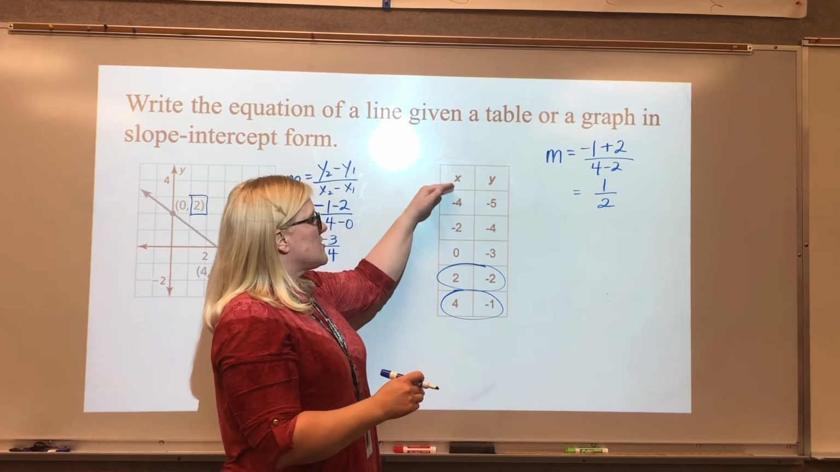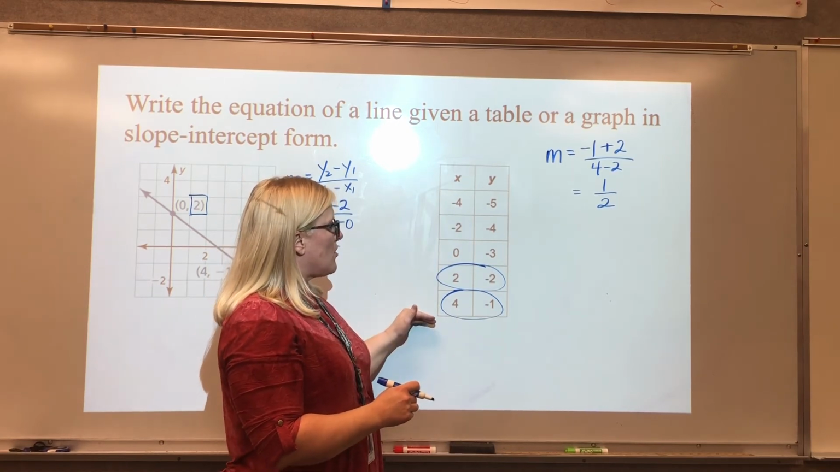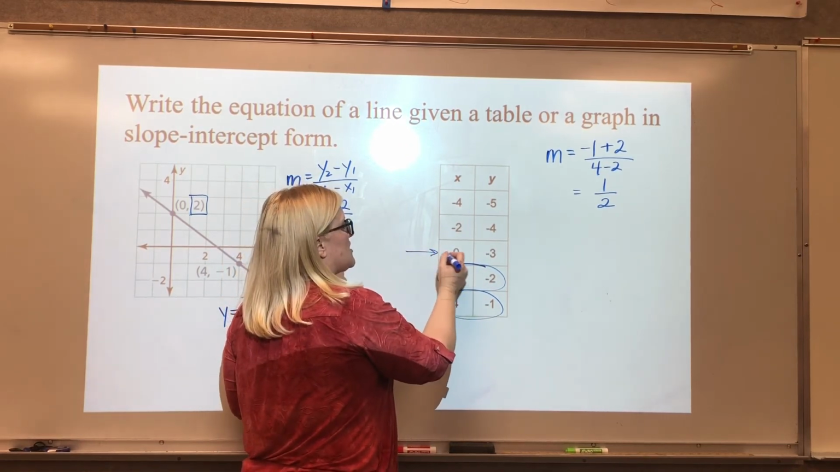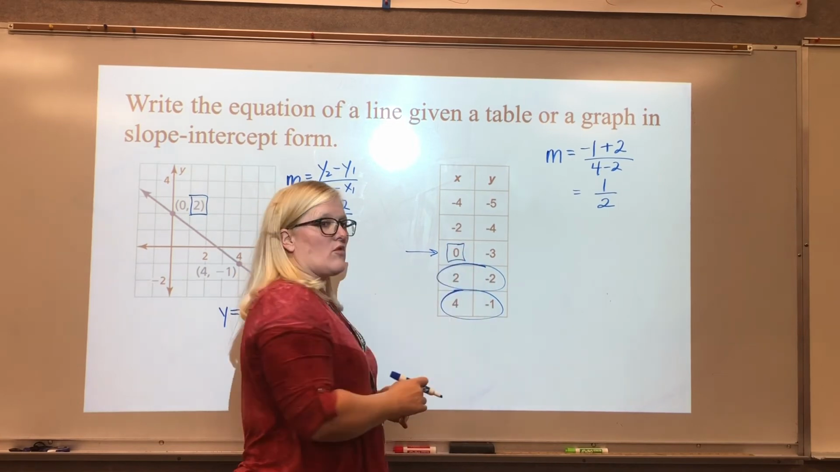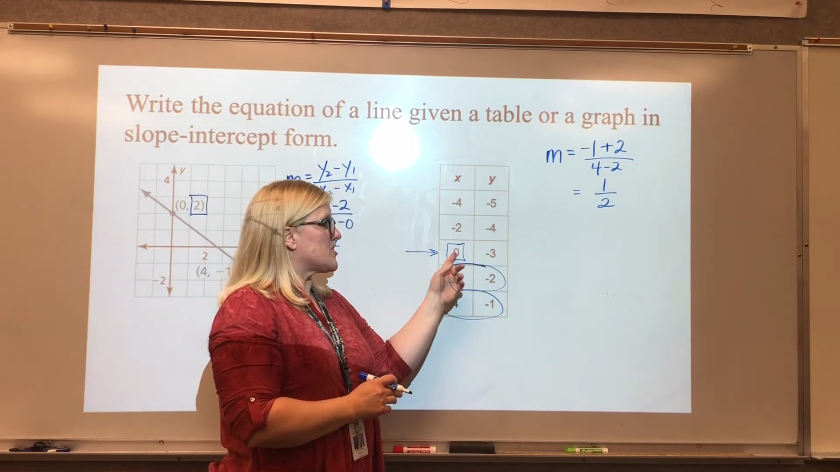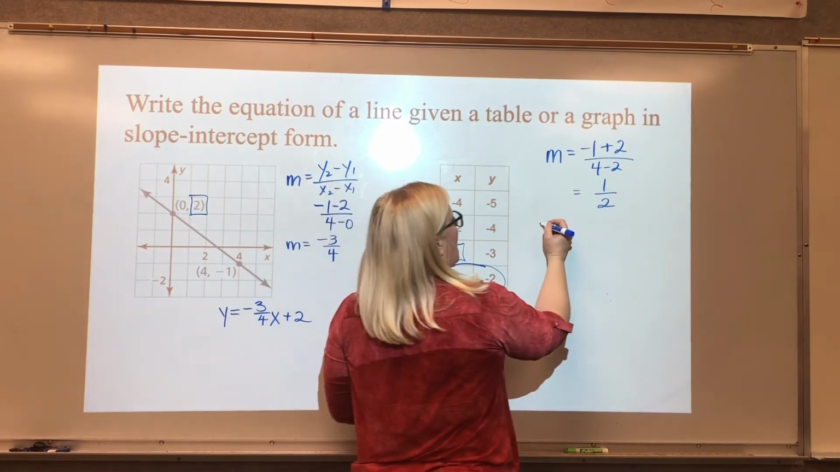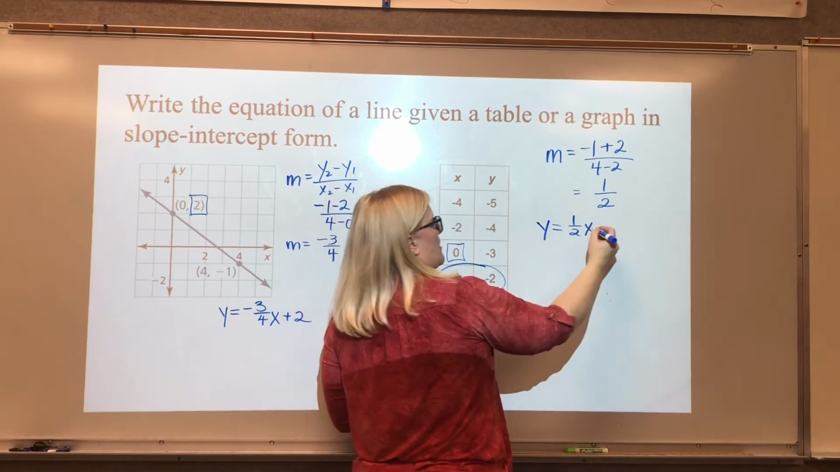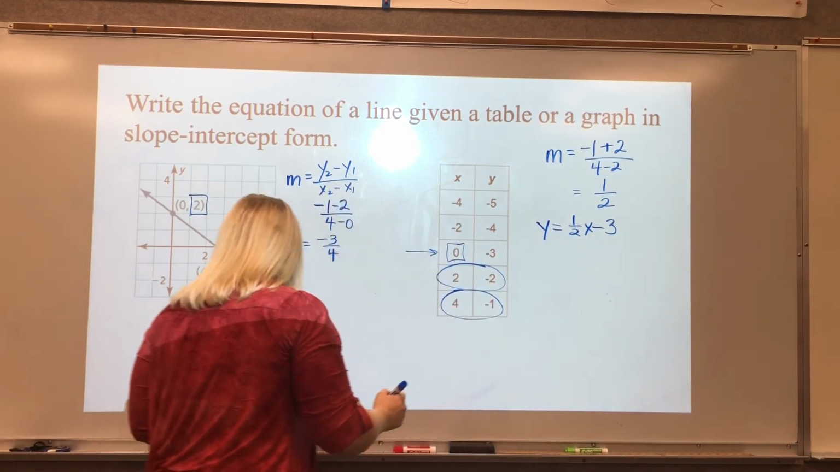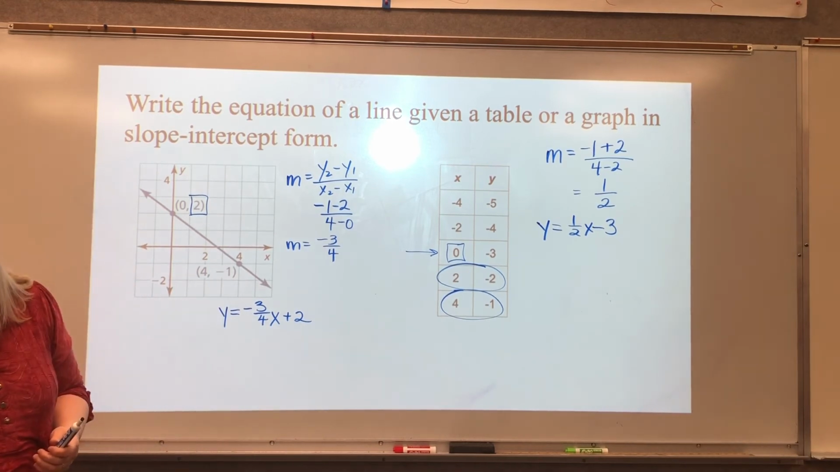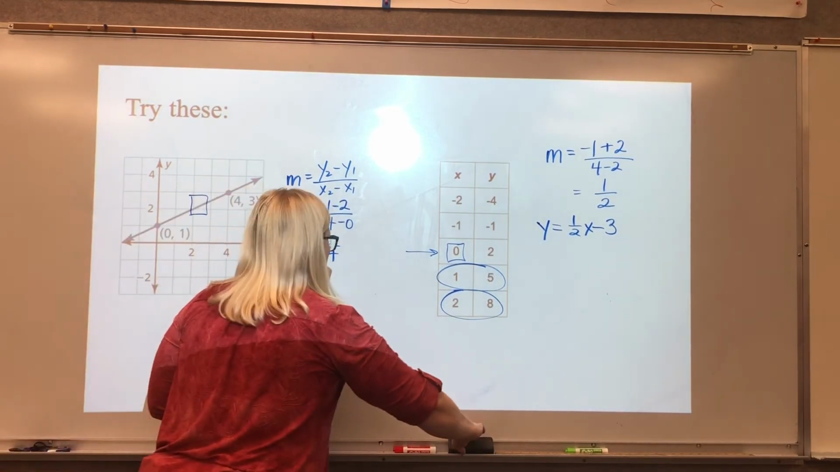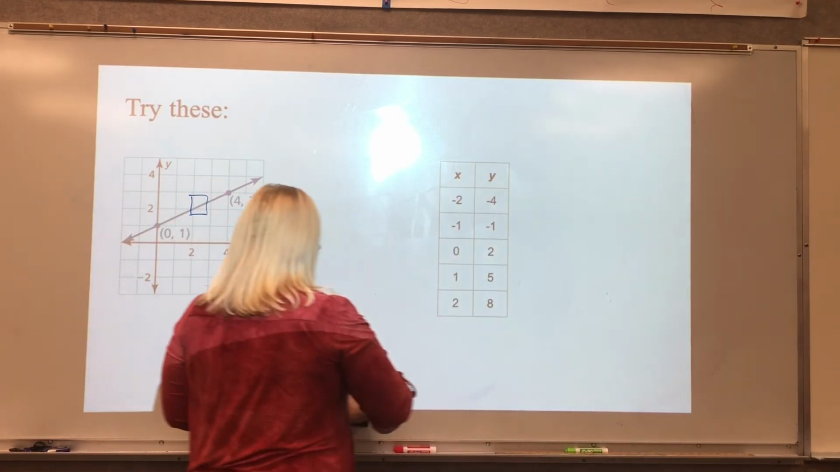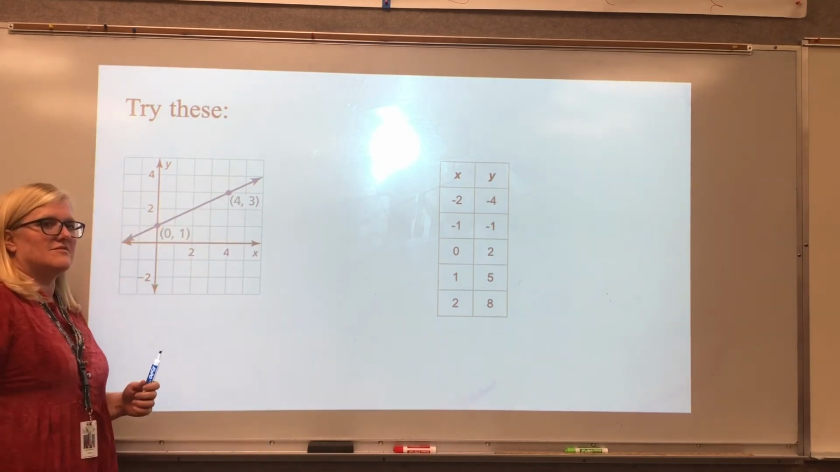Okay, now as we're looking at these points in this table, we've got the y-intercept right here. And the reason I know it's the y-intercept is because x is 0. That's how I know that I've got the y-intercept, because x is 0. So I can now write my equation, y equals 1/2 x minus 3. Okay, so I'd like you to give these two a try, and you can go ahead and pause right now.